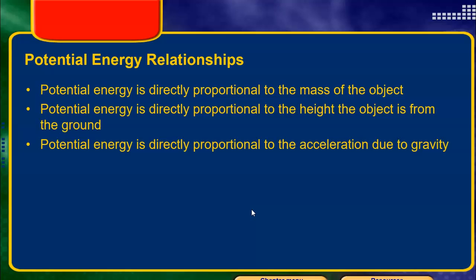All right, so a little more relationships here. Potential energy is directly proportional to the mass of your object. So the more mass, the more gravitational potential energy you have if they're at the same height. Potential energy is directly proportional to the height. So the higher you are above the ground, the more potential you have to come back to the ground. And potential energy is directly proportional to the acceleration due to gravity. So if you have greater acceleration due to gravity, you're going to have a greater gravitational potential energy. But since all things that are in the same gravitational field have the same free fall acceleration, that part remains constant.